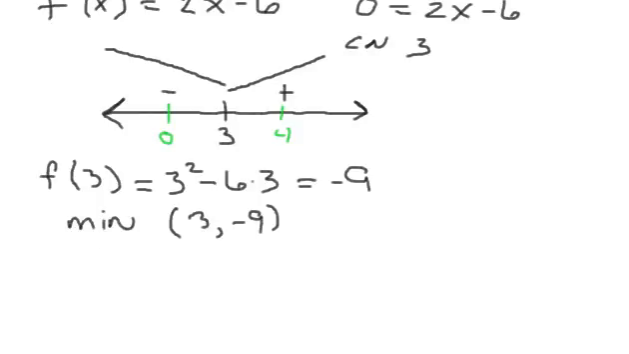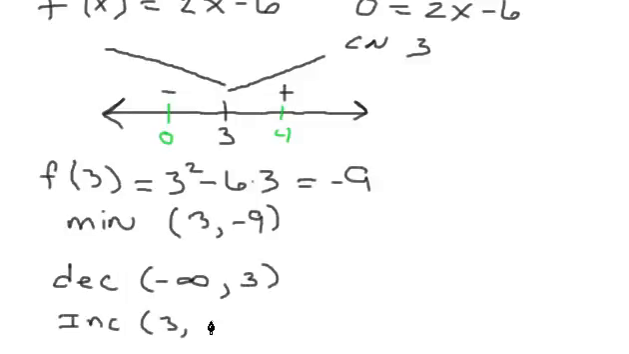Let's go ahead and talk about the graph's increasing and decreasing. So it's decreasing, I'm just labeling it as DEC, from negative infinity up to 3, and the graph is increasing from 3 to infinity, as you can see here. Alright, let's look at the graph real quick.